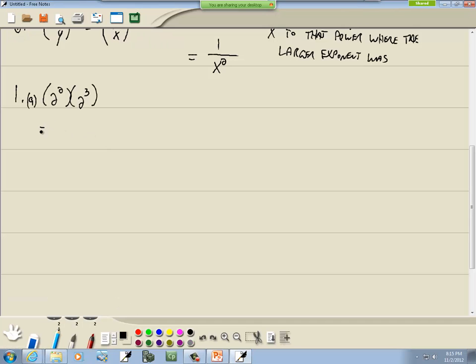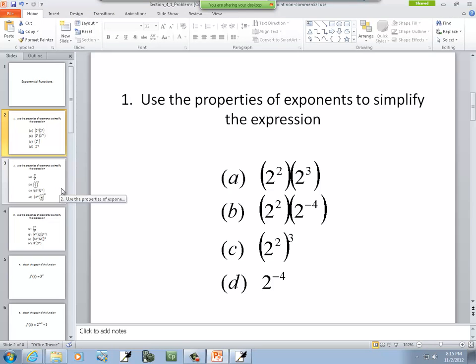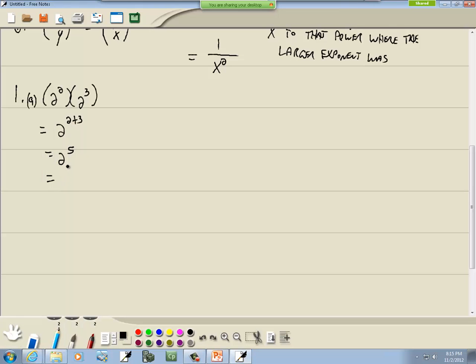Well, up above, we said if you have these the same, these are both 2, then you add the exponents. So this becomes 2 to the 2 plus 3, which is 2 to the fifth. And I'm not sure if they're actually wanting us to solve them, but I will. 2 to the fifth is 32.